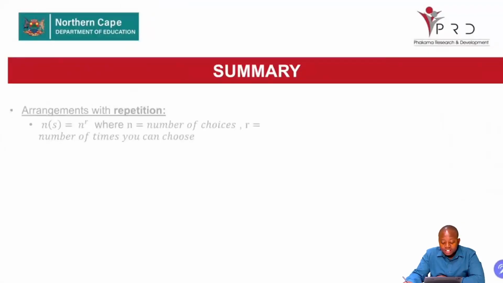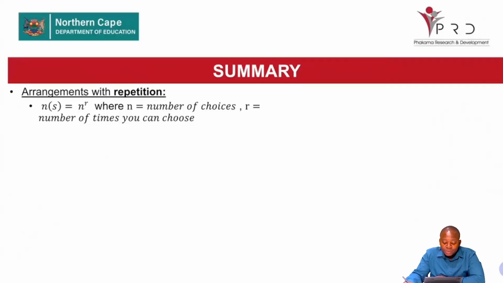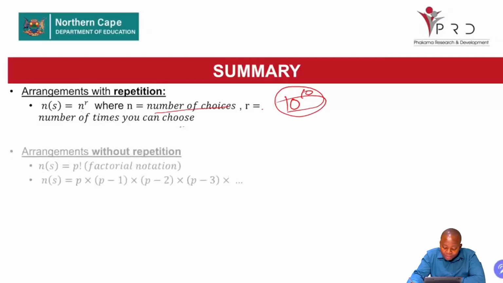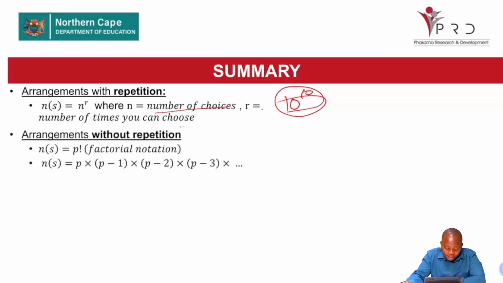Now, let us look at the summary of the lesson. Summary of the lesson, we're working with counting principles. We talk about arrangement with repetition, where M is the number of choices and R is the number of times you can choose from. So this is why we just say 10 to the power 10, for example, as we did on the last one. With repetition, numbers and letters can be repeated.